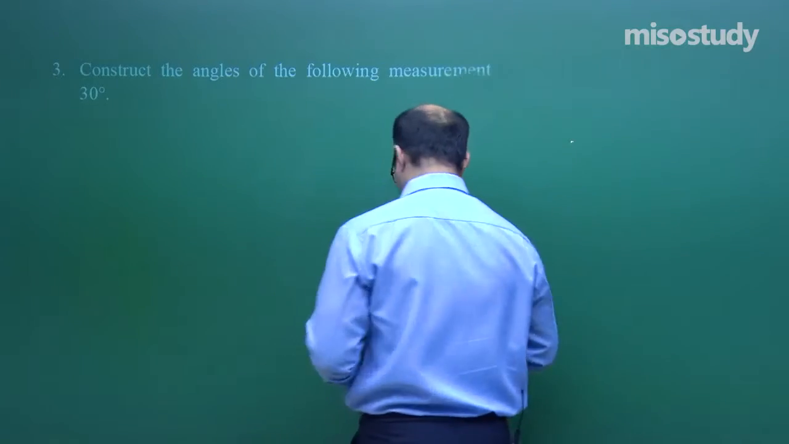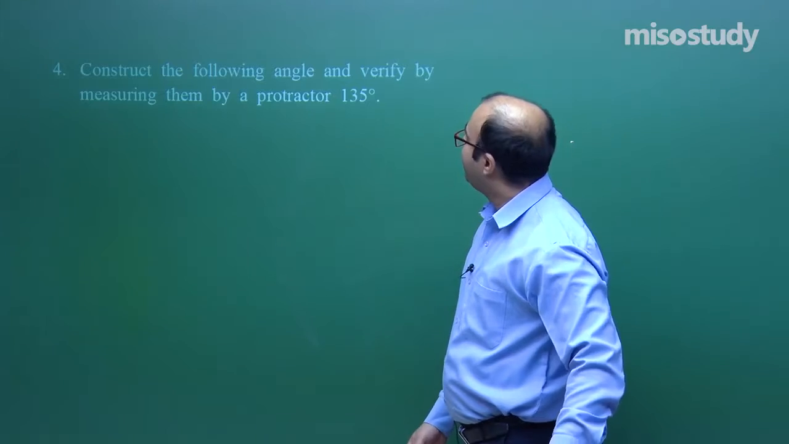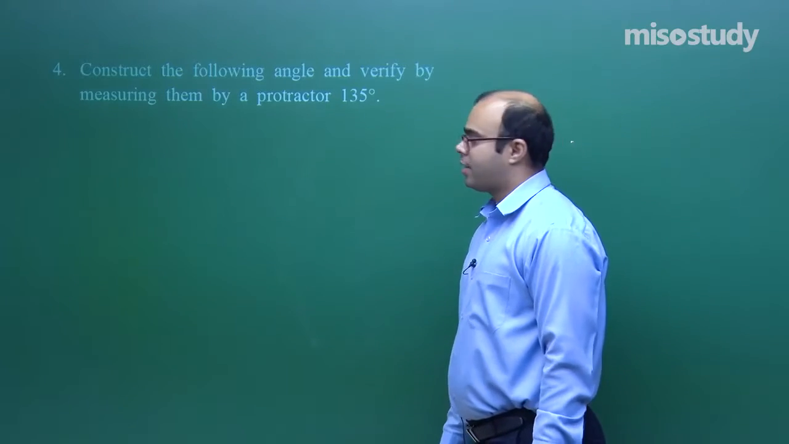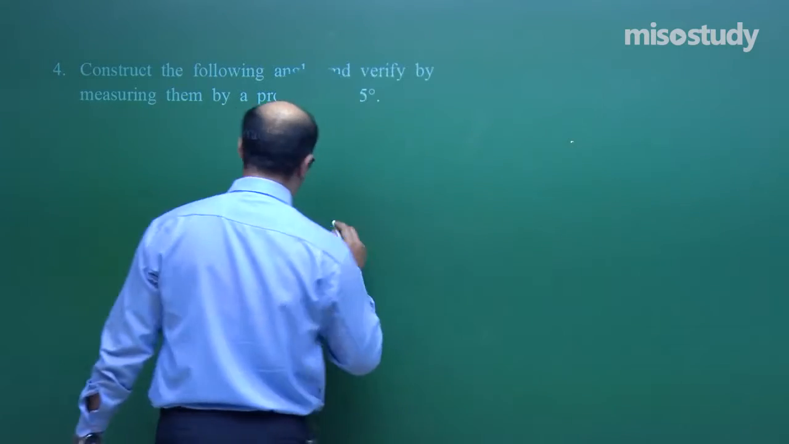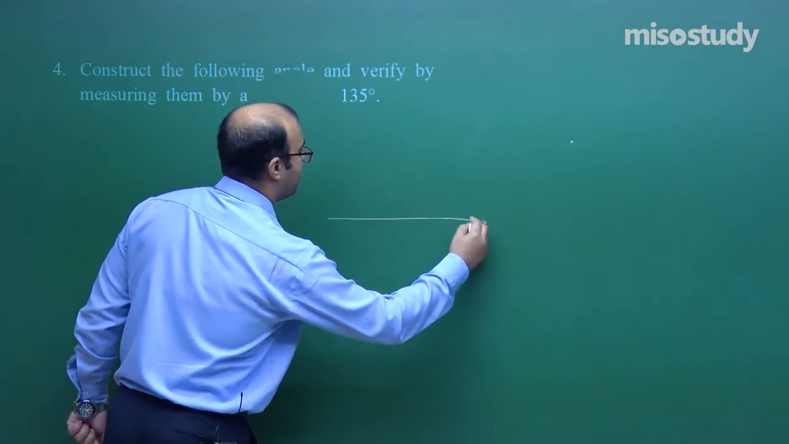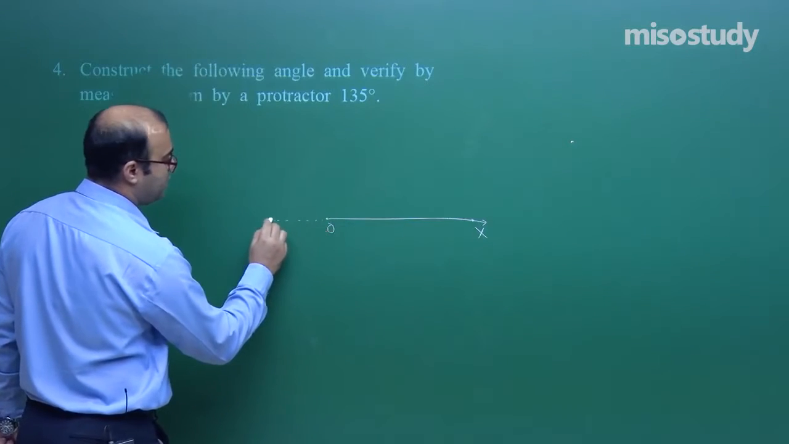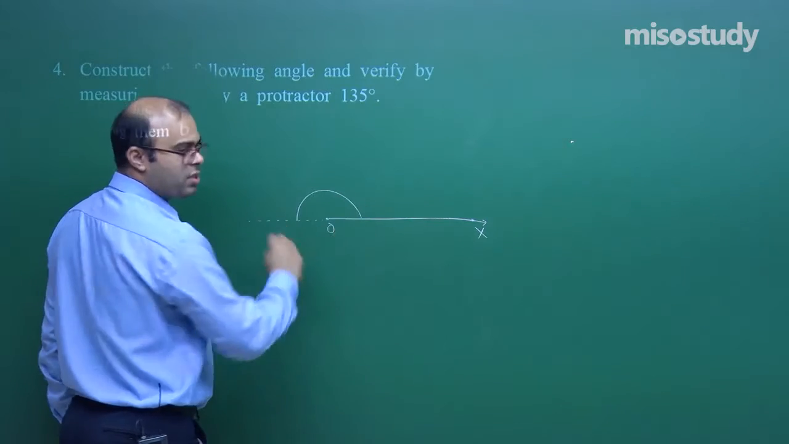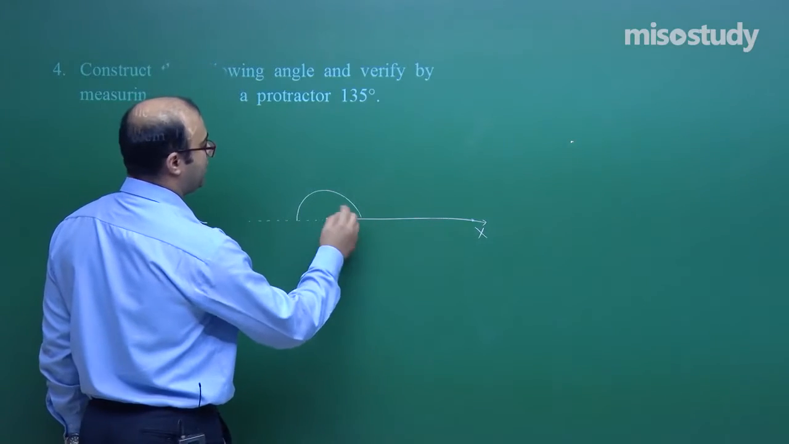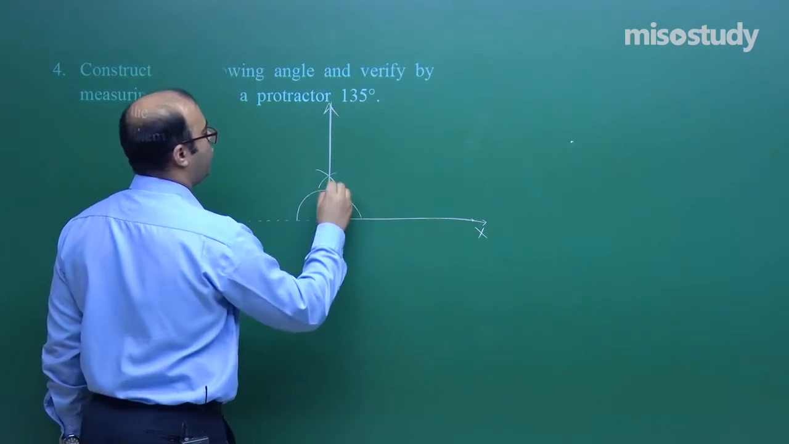in the chapter constructions. Fourth question says, construct the following angle and verify by measuring them by a protractor: 135 degree. So this angle is an obtuse angle. Again we will take a ray, OX ray, and we will extend this on the back side. We will make an angle. This angle is 180 degree. We will bisect this angle by this line OB as we did earlier also.